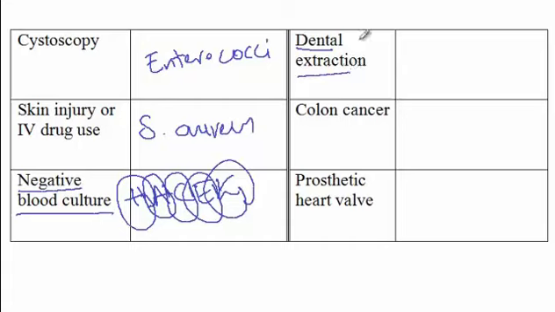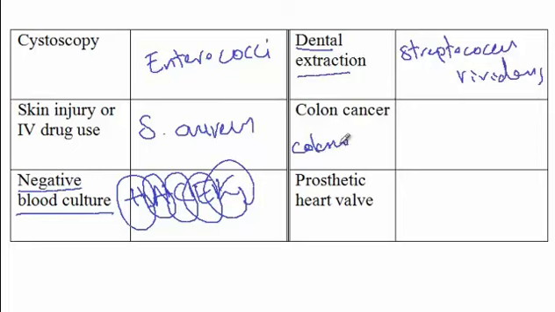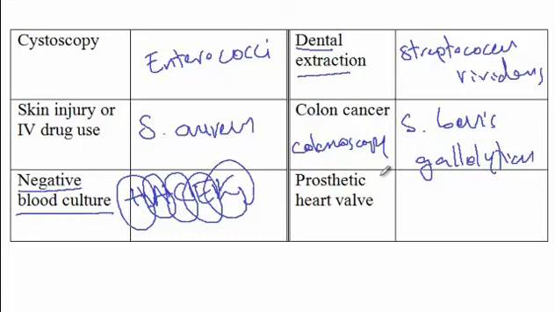Dental extraction increases the risk of infection by Streptococcus viridans. Colon cancer or colonoscopy increase the risk of endocarditis by Streptococcus bovis, and the other name for it is Streptococcus gallolyticus. And then finally, patients with prosthetic heart valves can develop endocarditis by Staphylococcus epidermidis.